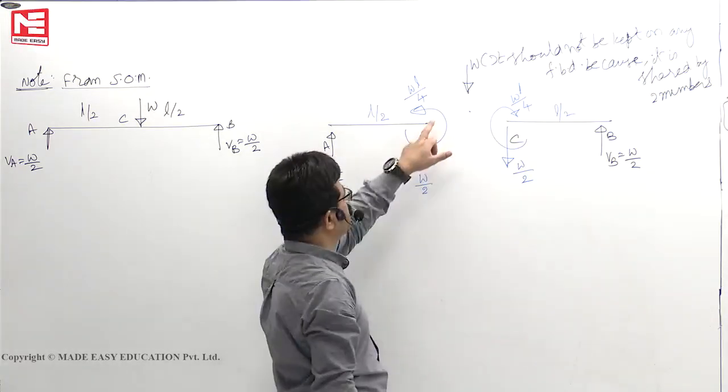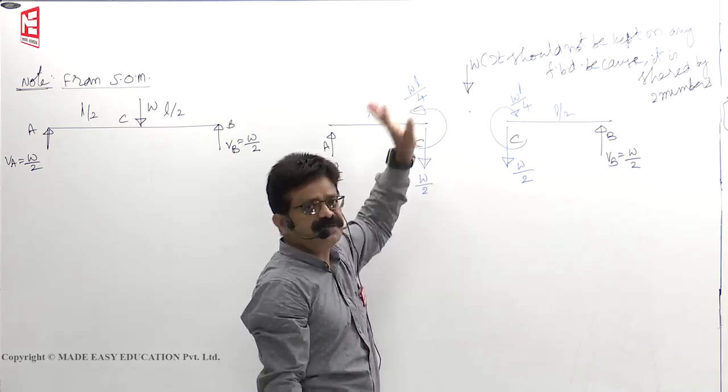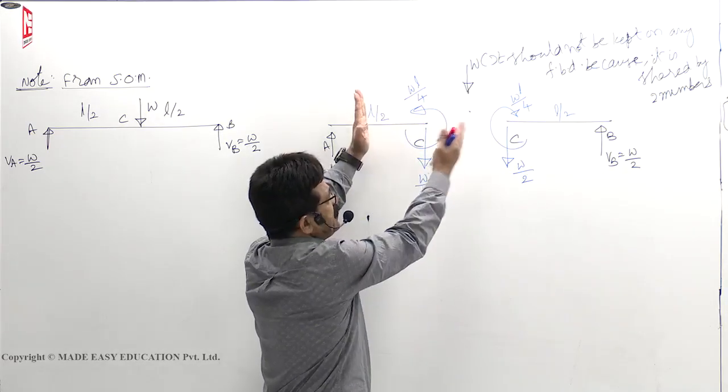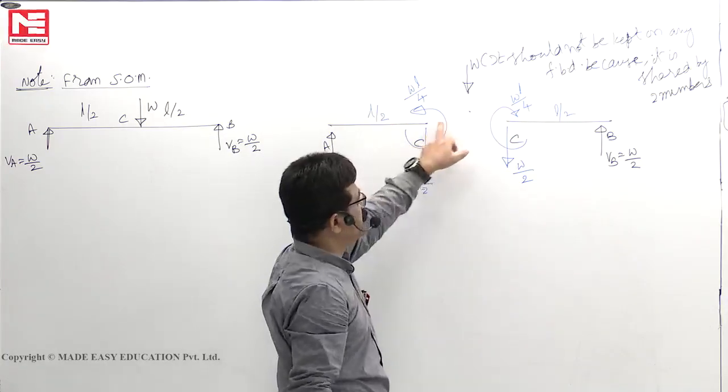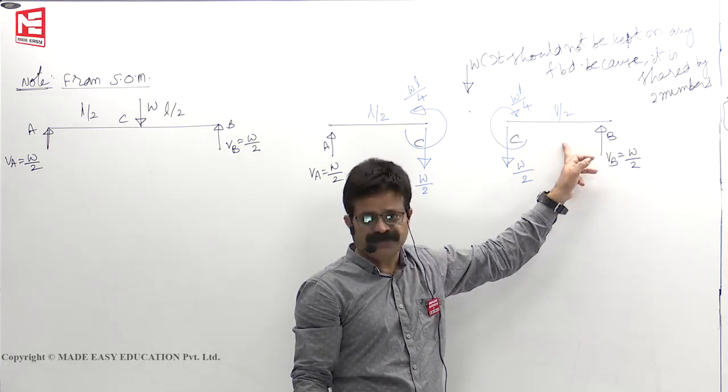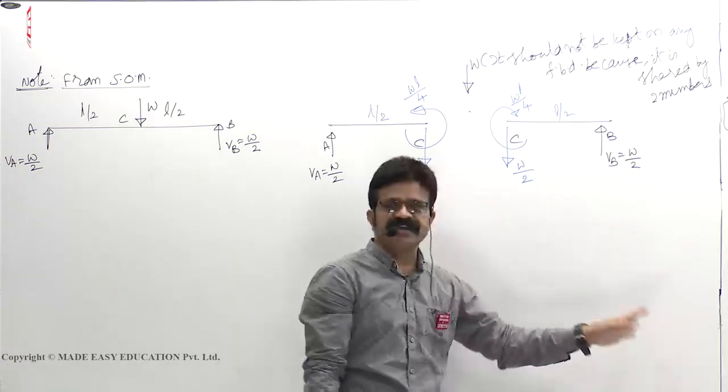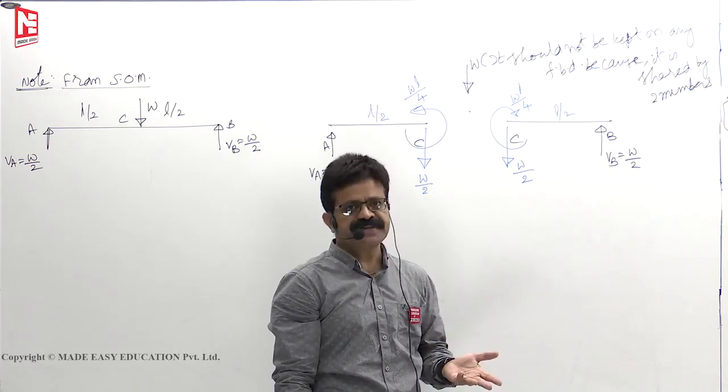Then you studied that moment at C, moment at C is WL by 4. Stand here, section right side anti-clockwise, it will sag. So plus WL by 4, this is also plus WL by 4. Then bending moment diagram looks like a triangle. That's what you have studied.